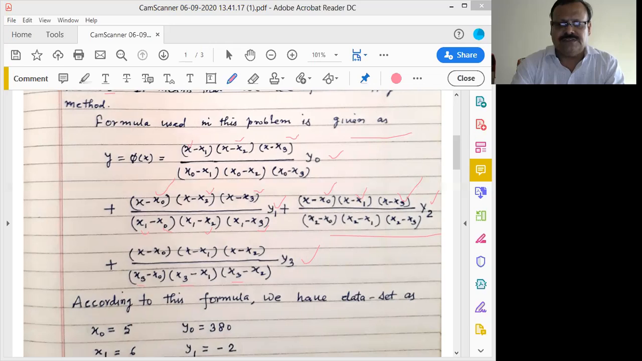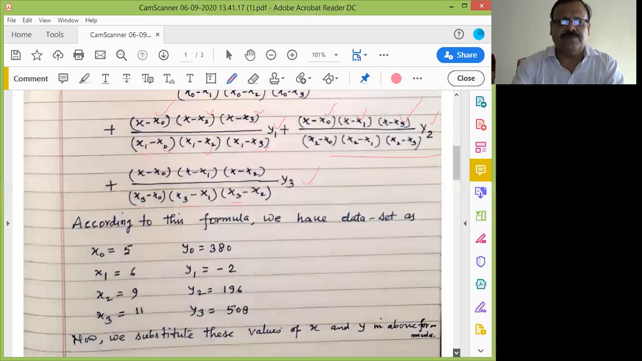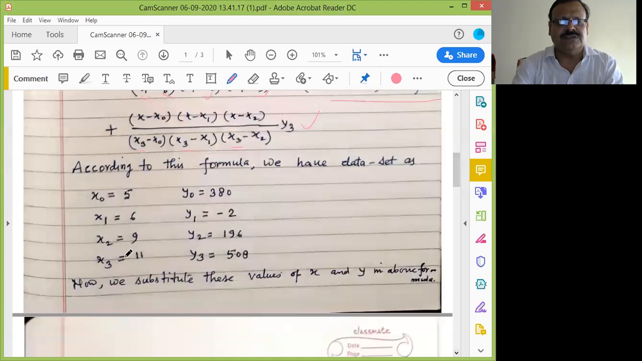So according to this formula, what we are given: x naught to x3 is given, y naught to y3 is given, and x is equal to 10, for which we are going to compute the value of the function.